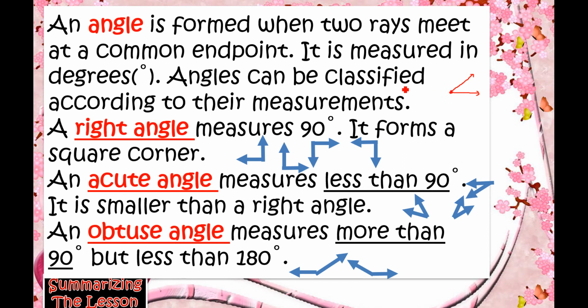And class, what certain measuring tool can be used to measure the degree of the angle? Can you guess, class? It starts with letter P. Aside from the ruler, there is one measuring tool that we can use to measure the angle. And it is called the protractor.